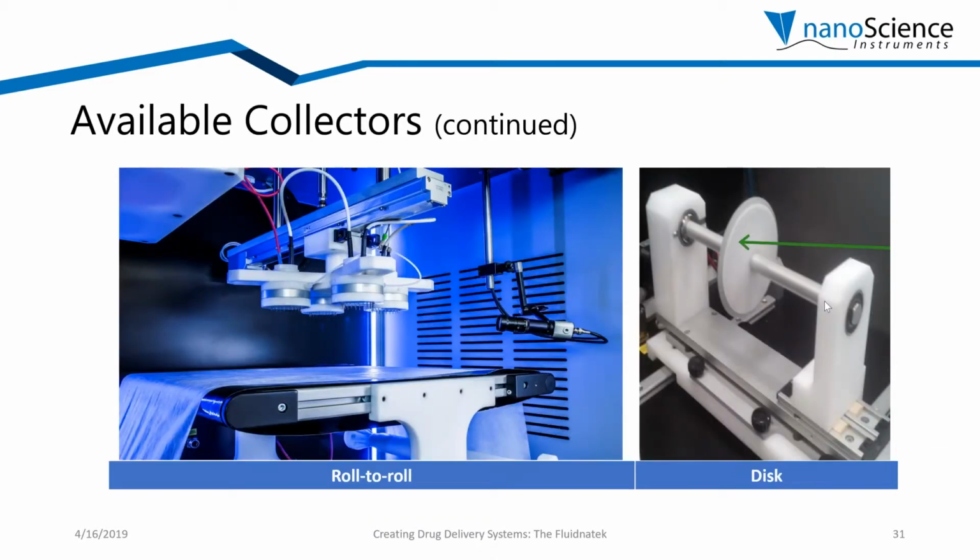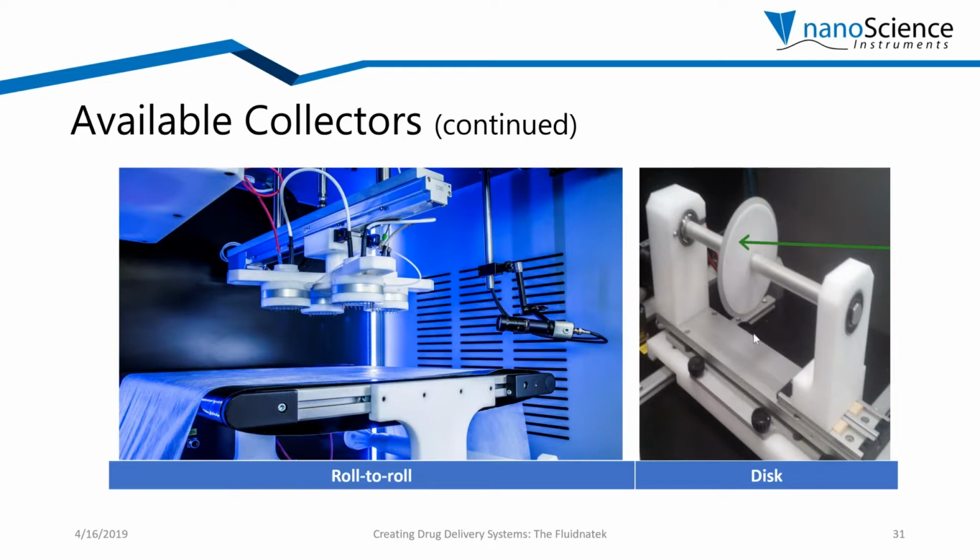So we also have a roll-to-roll collector, and this is mainly for the pilot scale industrial unit, the LE500. This allows the user to continuously collect either fibers or particles. By combining this with 96 simultaneous emitters, as this image shows, the throughput will be maximized and the spinning time will be reduced.